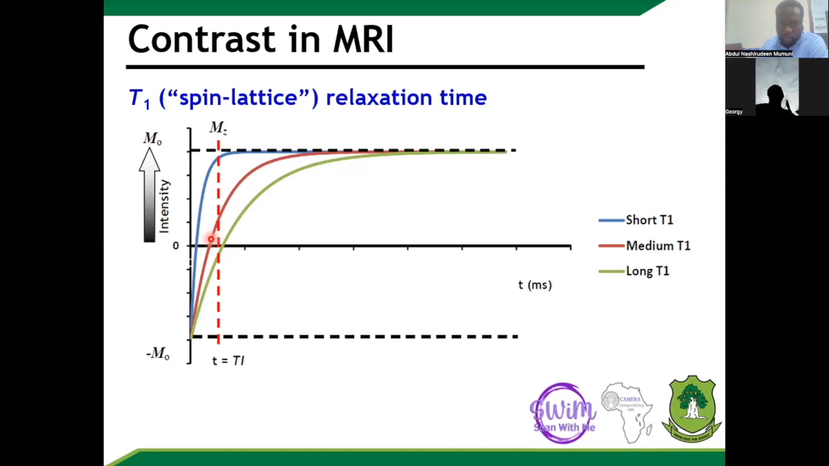And so if you look at this intensity arrow, the long T1 tissue would be the very dark portion, the medium would be the gray portion, and the short means it takes a very short time for the signal to recover to M0 again. So it relaxes back to a very long positive signal, which would be very bright. And so respectively, the short T1 would have a very bright characteristic in the MRI, followed by the medium, and the long will be dark.